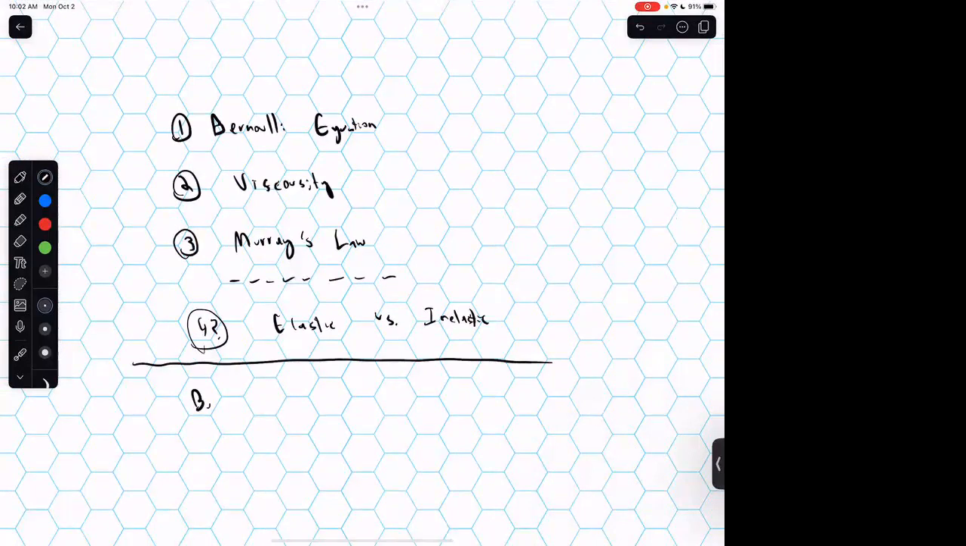So Bernoulli's equation, for the purpose of this course, is just going to be equivalent to energy conservation in a fluid. It has other interpretations, but I think this is the most straightforward way to remember what goes into this equation, which is that Bernoulli's equation essentially is an energy balance.